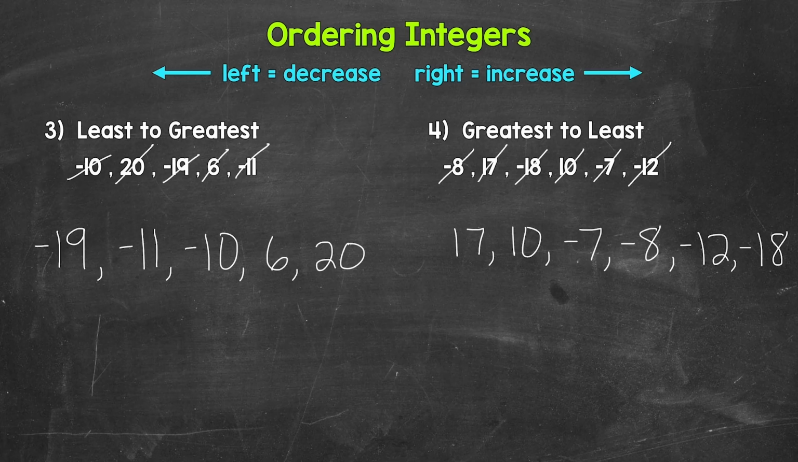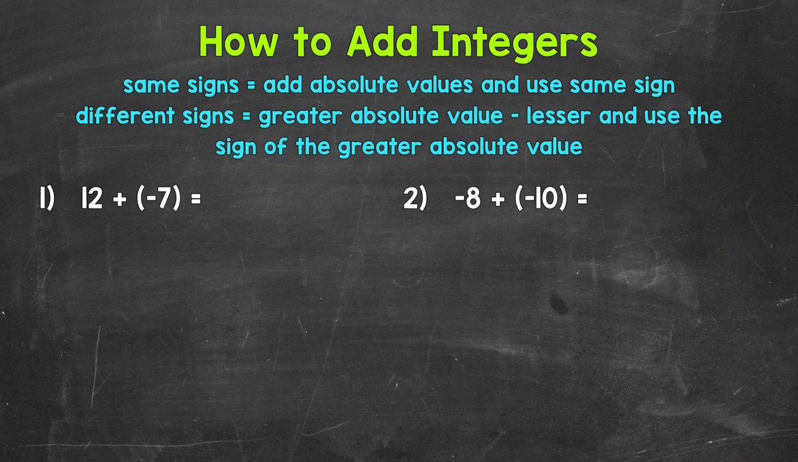So there's how to compare and order integers. Let's move on to adding, subtracting, multiplying, and dividing integers. Now let's take a look at adding, subtracting, multiplying, and dividing integers. We will go through 2 examples for each. We'll start with adding integers.